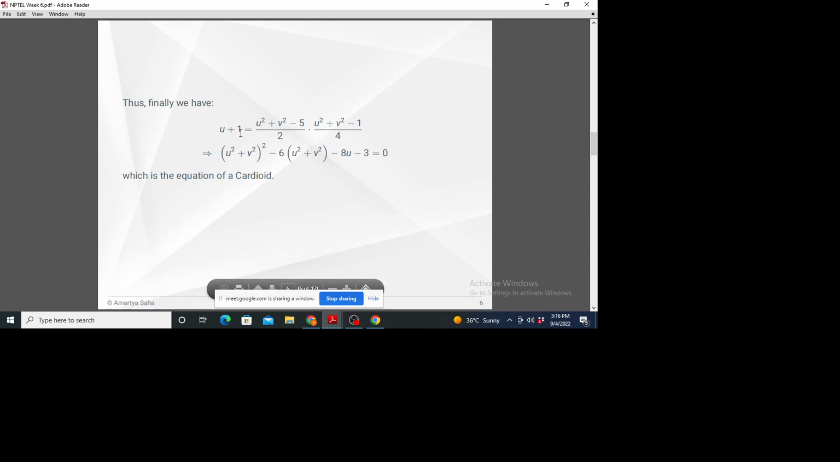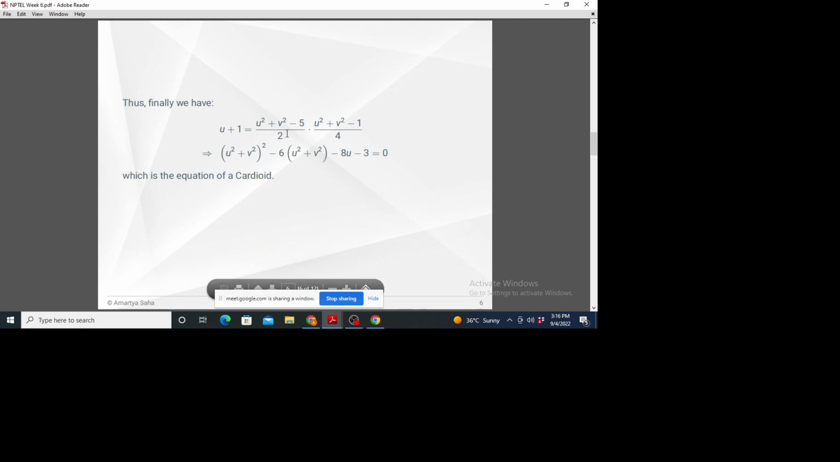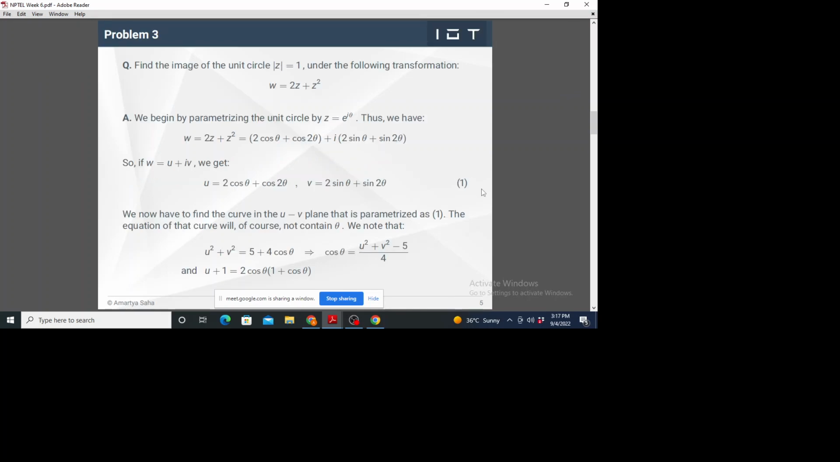So u plus 1 is equal to 2 cos theta times 1 plus cos theta, and I have simply substituted this. After simple substitution, the right hand side is this one, and then I multiplied both sides by 8 and did some basic algebraic manipulation to get to this equation. So this is our final equation for the curve that is parametrized as 1.